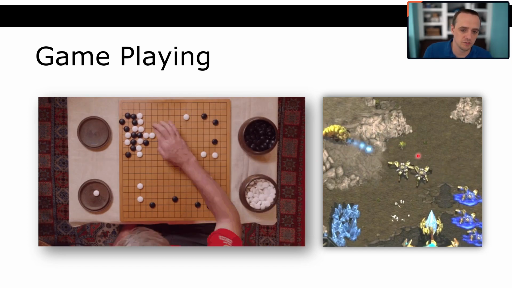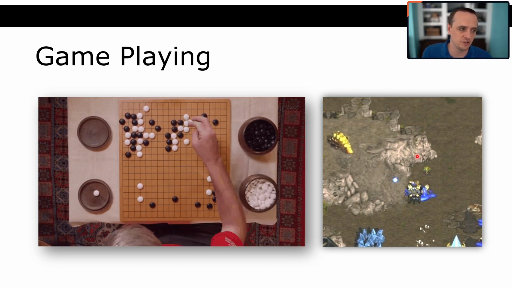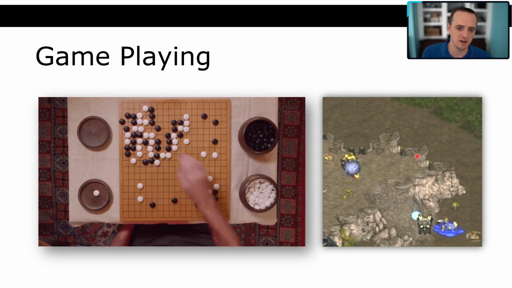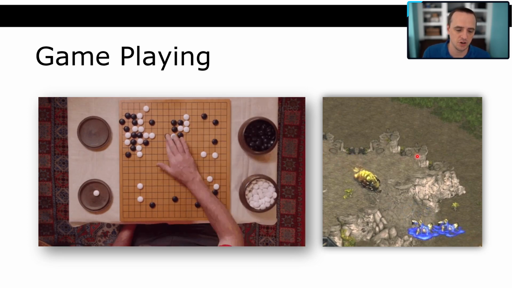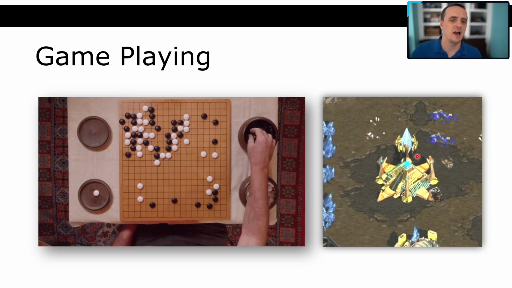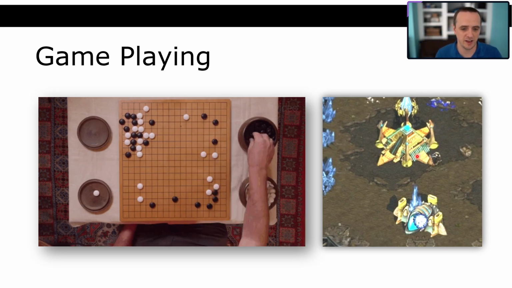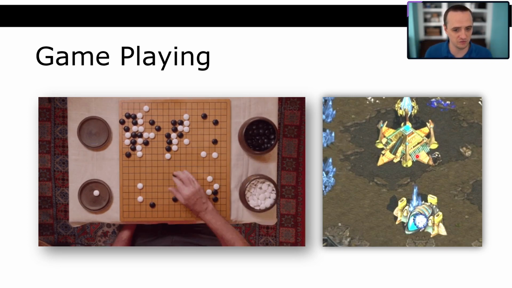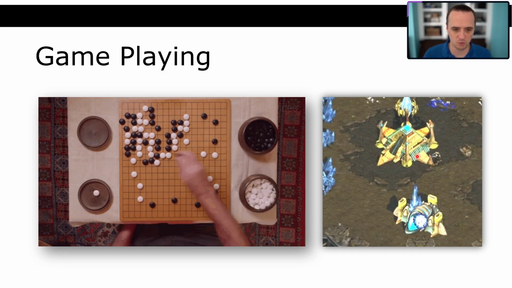Also, there's video games. My field of research is in StarCraft AI and video game AI. Computers still haven't beaten the world's best humans at StarCraft. Even though AlphaStar is very strong, it has not beaten the world champions yet in any sort of meaningful way. Okay, so that's what AI can do.